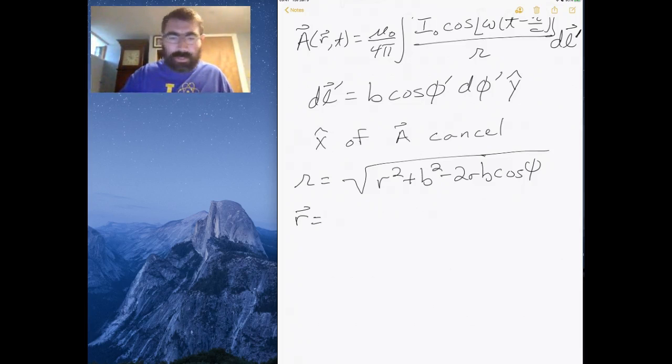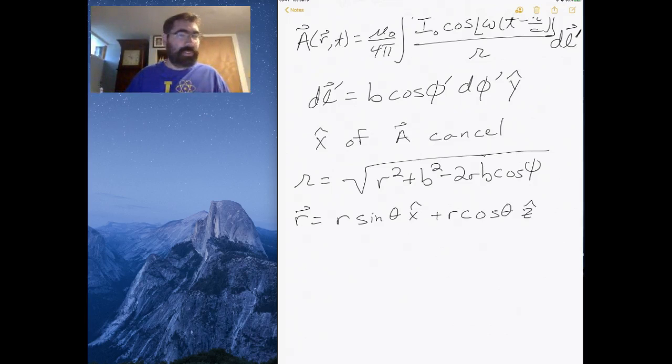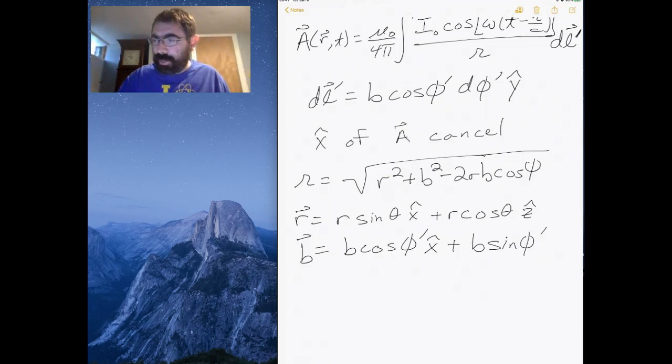The r vector is r sine theta in the x direction plus r cosine theta in the z direction, because I put it in the xz plane. B is b cosine phi prime in the x direction plus b sine phi prime in the y direction, because the circle is in the xy plane. That loop of current is in the xy plane.